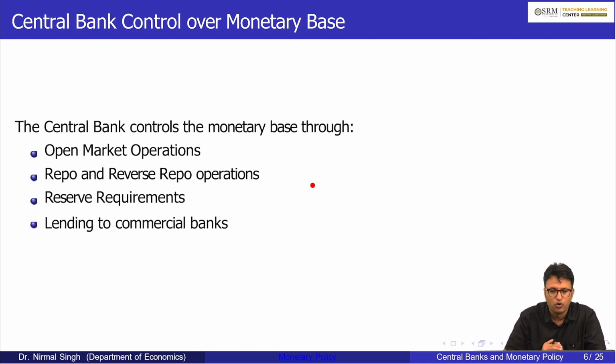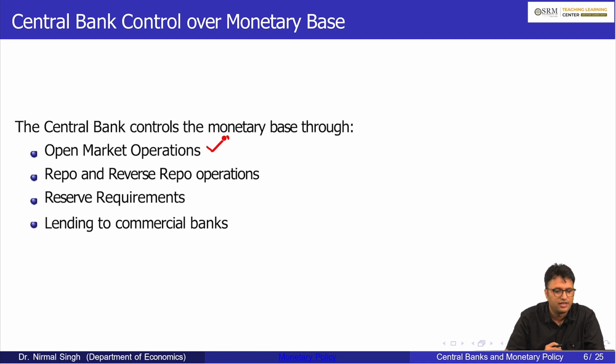So, central bank control over the monetary base. How is the central bank going to control the monetary base? It controls the monetary base through open market operations, by buying and selling securities in the open market, and through that it impacts the high powered money in the economy. And then through repo and reverse repo operations, by changing the repo and reverse repo rates in the monetary policy, it impacts the monetary base or the high powered money.